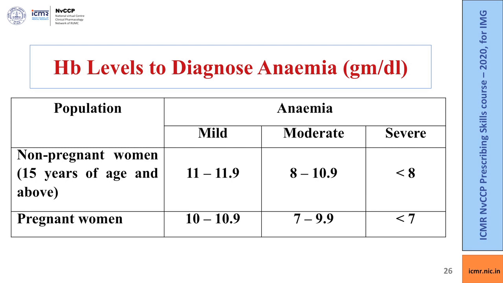For mild anemia, the hemoglobin range is 10 to 10.9 gram per deciliter. For moderate anemia, the range is 7 to 9.9 gram per deciliter, and for severe anemia, the range is less than 7 gram per deciliter.